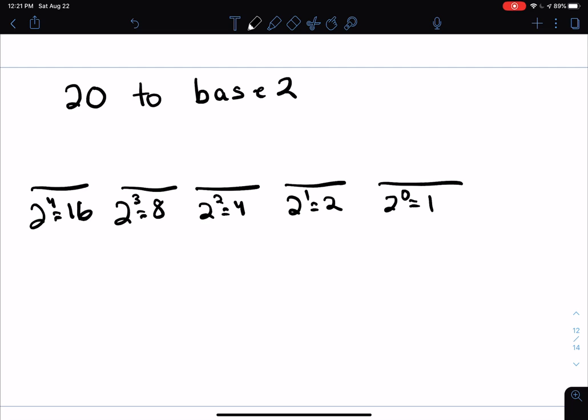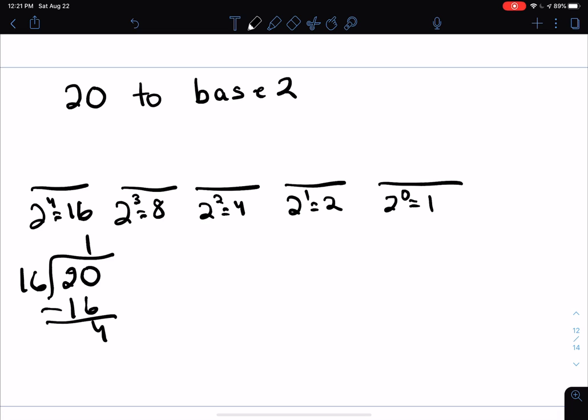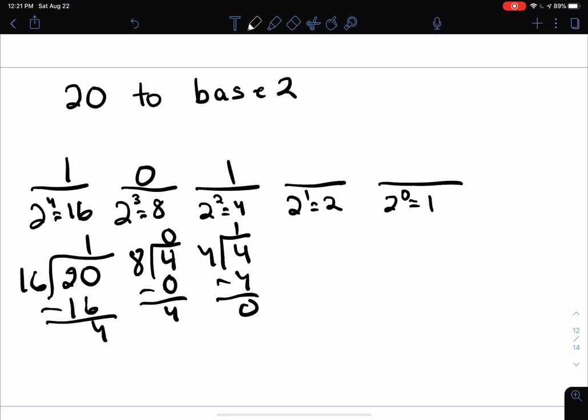2 to the 5th would be too big. That's 32. So stopping at 2 to the 4th, we're going to divide 20 by 16. It goes in 1 time with a remainder of 4. Then we're going to do 4 divided by 8. It goes in 0 times, remainder of 4. Then 4 divided by 4 goes in 1 time, remainder 0.